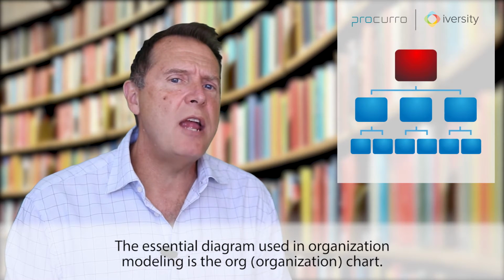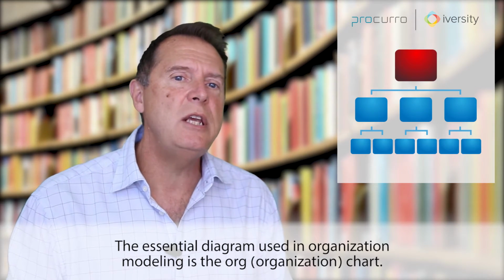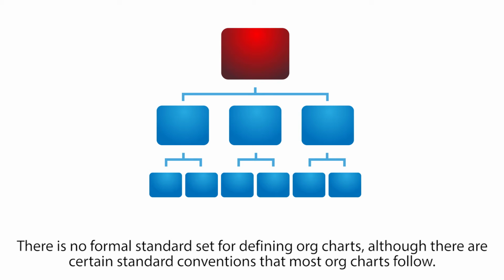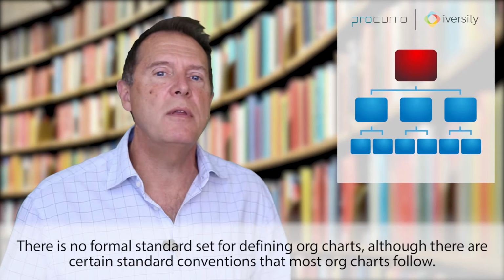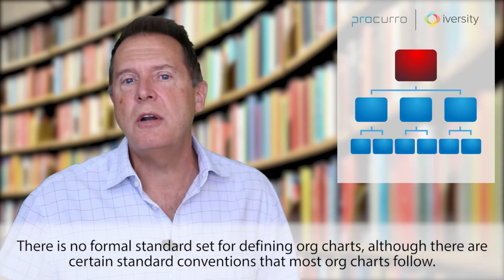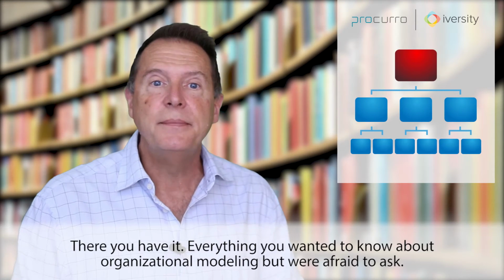The essential diagram used in organization models is the org chart, or the organizational chart. There are no formal standards set for defining these org charts, although there are certain standard conventions that most org charts will follow. So there you have it.